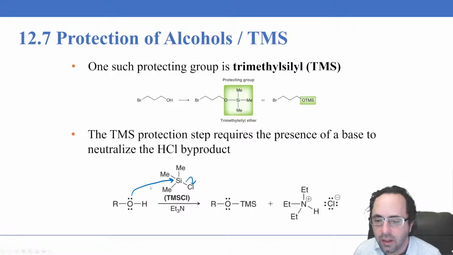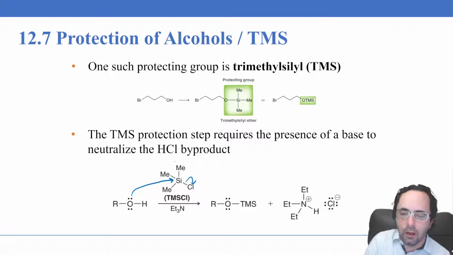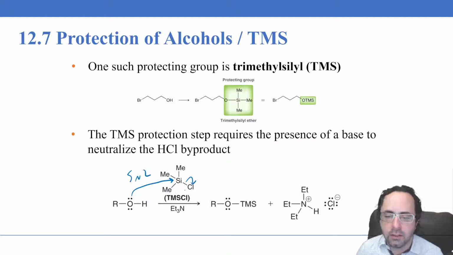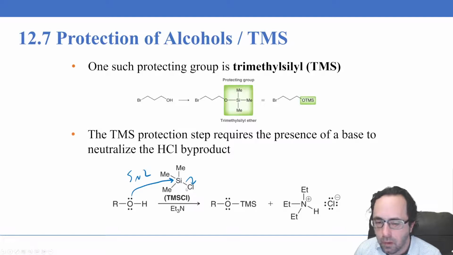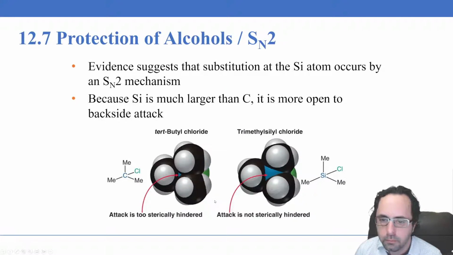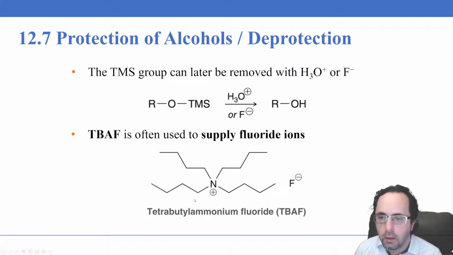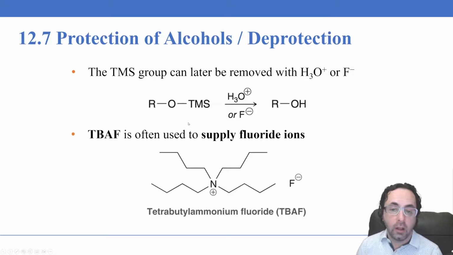So essentially, it's like an SN2. So this is SN2-like when it attaches to the silicon here. But it can do that even with the trimethylsilane, because the silicon atom is a lot bigger than a carbon atom. So after that, we're going to have to find a way to remove it.